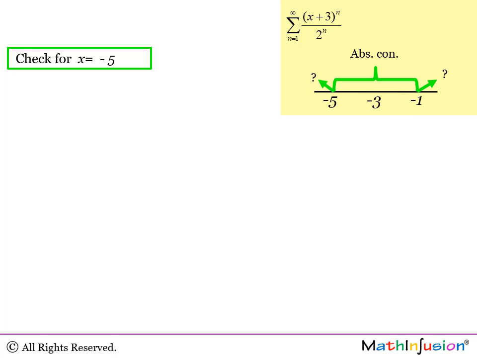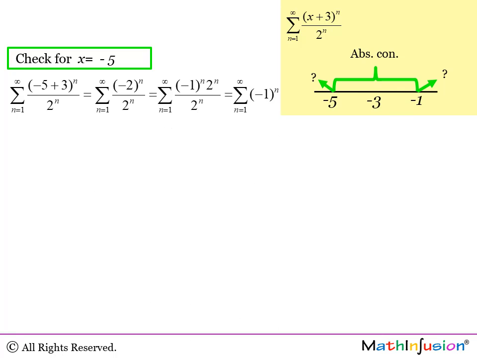We start by checking at x equals negative 5. We substitute negative 5 and we get the sum of negative 1 to the n. Definitely diverges. Okay, this is simple because even the limit of the term when n approaches infinity is not 0. So we know what happens at negative 5.